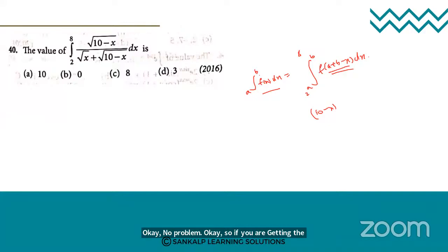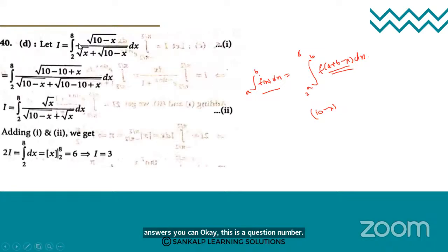So question number 40, we can solve it. I is equal to the integral from 2 to 8 of root of 10 minus x upon root x plus root of 10 minus x. In place of x, you replace it by 10 minus x. So we get 10 minus 10 plus x in the numerator. Similarly in the denominator, in place of x we write 10 minus x, and root of 10 minus, in place of x, 10 plus x. On simplifying, the numerator will be just root x, and in the denominator the 10 minus 10 will cancel, it will be root x.